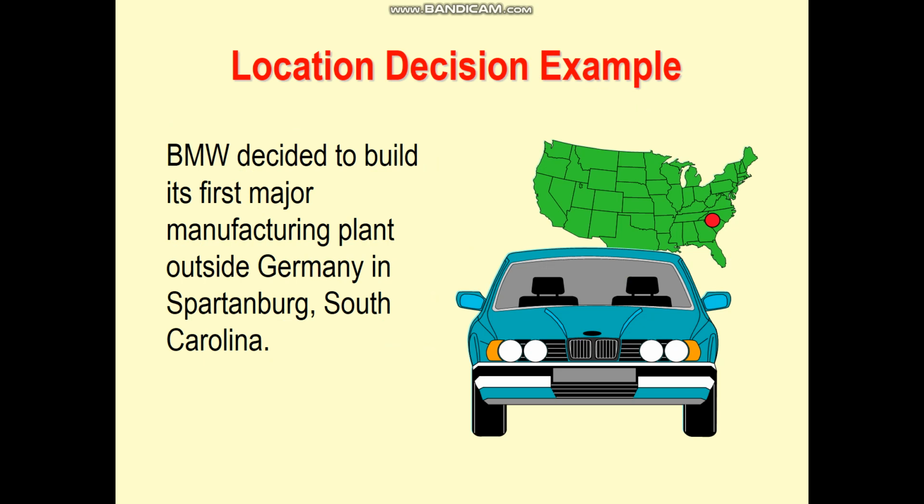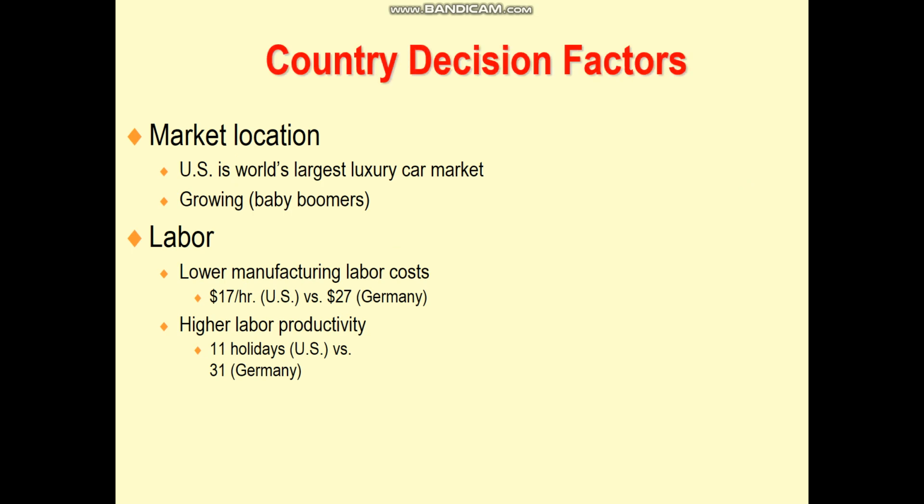Okay, so we will see an example about BMW. So this company decided to build its first major manufacturing plant outside of Germany, and they chose South Carolina in US to locate their first manufacturing plant. So why did they choose the US but not another country? So we will see what factors they consider.